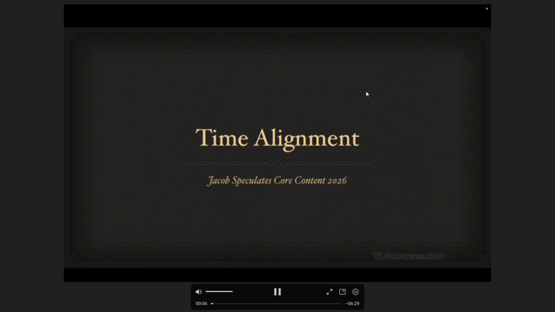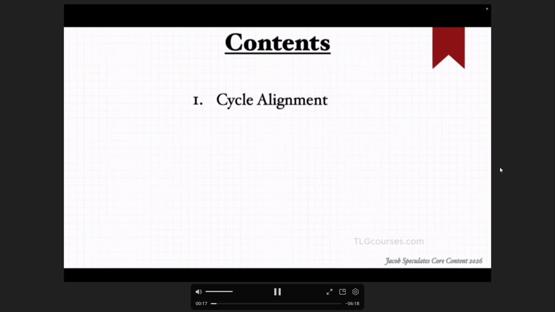We'll be focusing on time alignment. So, getting started with the table of contents. This lecture will be focusing on number 1, cycle alignment, and number 2, intraday alignment. This one isn't going to be too long, relatively short and to the point, but there is a lot of information to unpack. So getting started with cycle alignment.